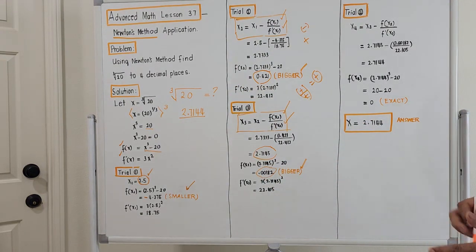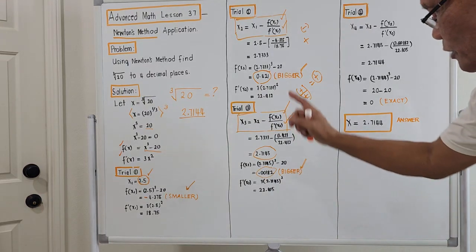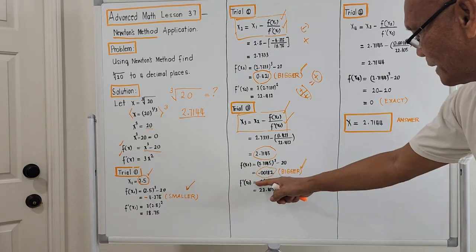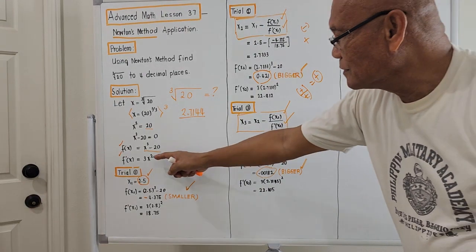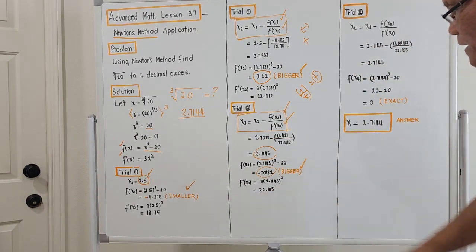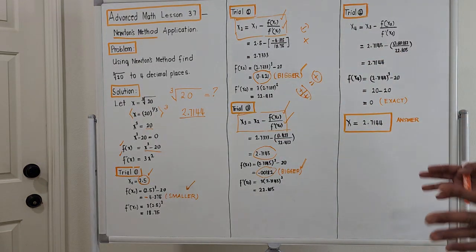So whether we like it or not, we will go to trial number 4. And I think this will be the last one. We could get the correct value of x now. So we'll compute for f prime of x3. For f prime of x3 will be 3 times 2.7145 quantity squared. Okay, simplifying, what comes out is 22.145.